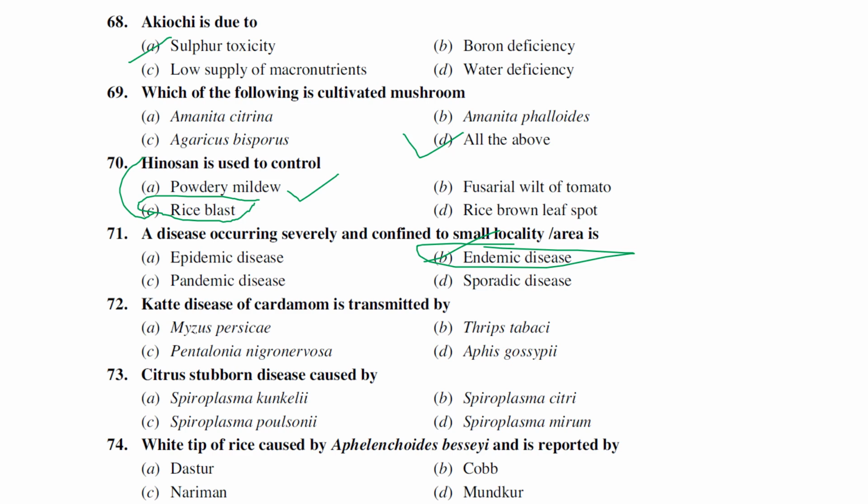Katte disease of cardamom is transmitted by Myzus persicae, Thrips tabaci, Aphis gossypii, and Pentalonia nigronervosa. Generally, there are two diseases, banana bunchy top and katte disease of cardamom. These both are transmitted by black aphid, that is Pentalonia nigronervosa.